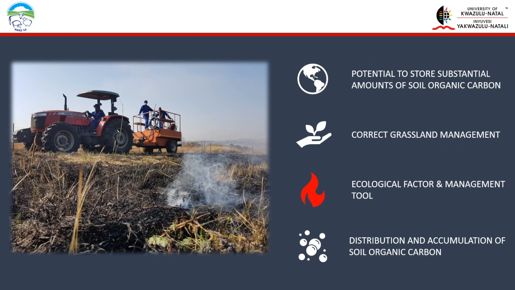So grasslands cover a large portion of the Earth's surface and have the potential to store substantial amounts of carbon. However, this potential is dependent on how the grasslands are managed. Fire is an important ecological factor in these grassland biomes in its contribution to the control of woody species thickening and bush encroachment, and used as an important management tool in many savanna and grassland agro-ecosystems.